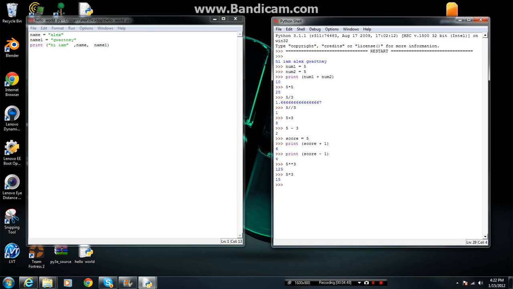Now, one more thing for the division. If you want to get the remainder, since it doesn't show you, you'd go like this. You go 5, the percent sign, I know it's weird, but it's what it uses, 3. And it's going to give you the remainder of 2. That's how you get the remainder of a division. So if you ever need that, that's what it's for.